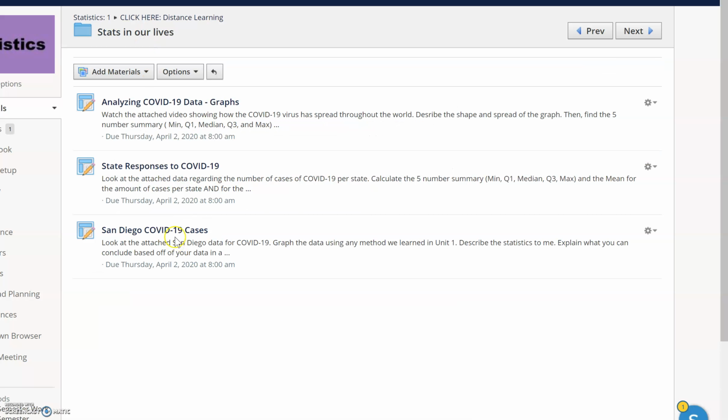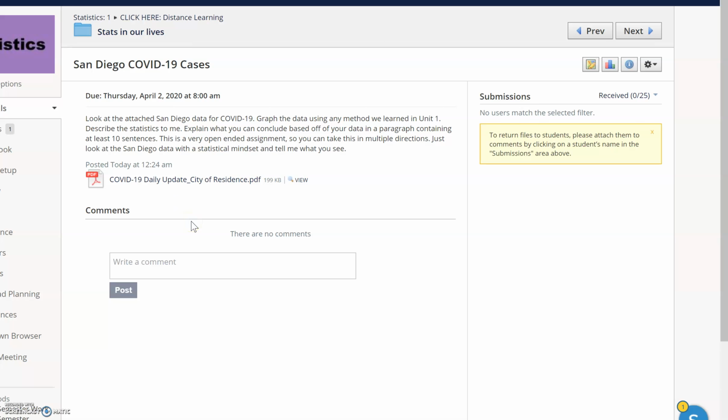And your final assignment for this week, so we did the world, we did state by state. It should maybe make sense now that we're going to do completely local. So we're going to look at the San Diego COVID-19 cases. This information is updated from the weekend. It includes our information from Saturday at 8 a.m. So for this data, don't worry, you don't have to do the 5-number summary again.